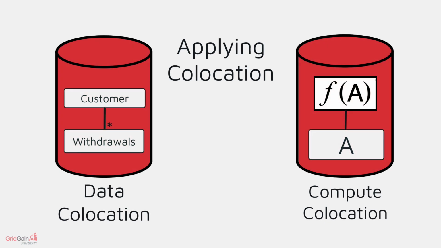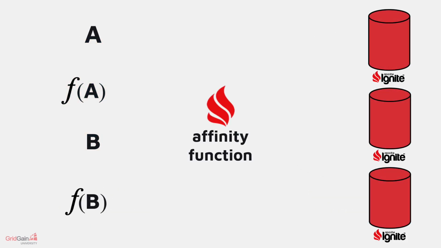So how do we actually use colocation? Now that we understand the importance and the benefits of it, of course we want to be able to actually apply it in our code. Well, in order to colocate data with other data, or to colocate a compute task with data, we first need a strategy for defining where that data should be and what other data it should colocate itself with. This strategy is implemented in the form of an affinity function.